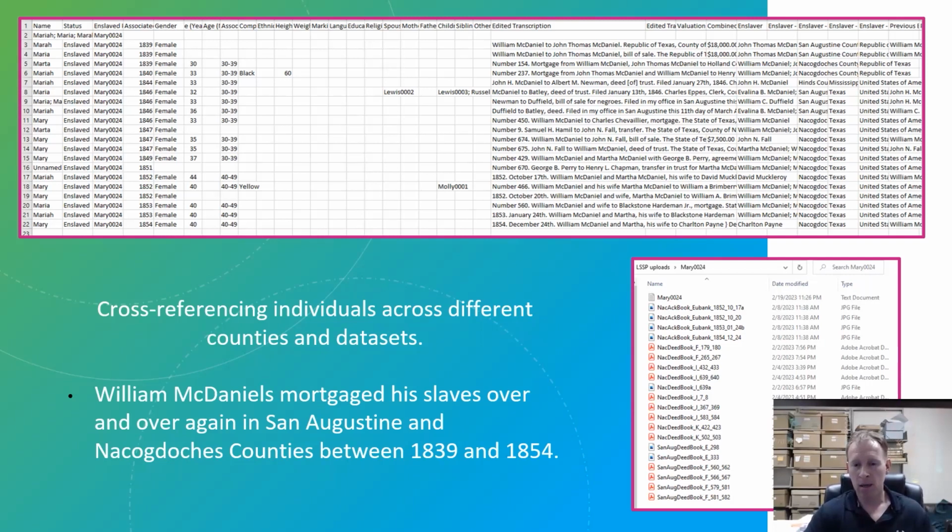You can see on the bottom corner all the different types of records. Here we have an acknowledgement book from Nacogdoches County, different deed books, different volumes.